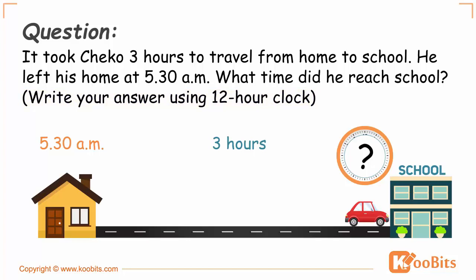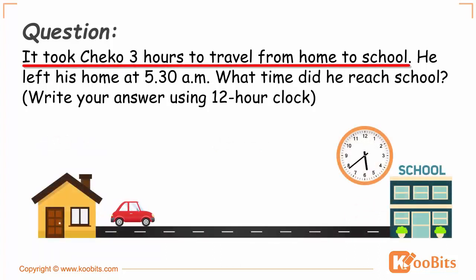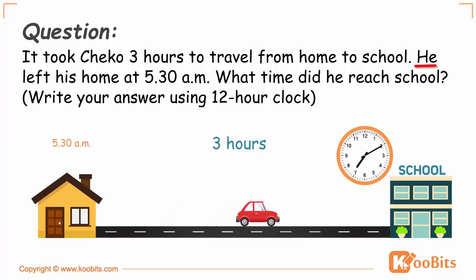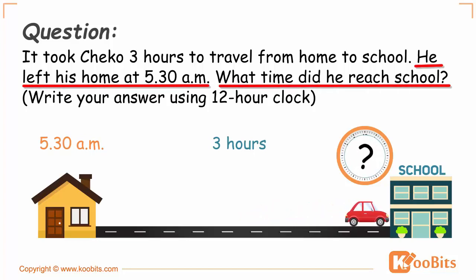Let's break down the question and understand it, shall we? It took Chico 3 hours to travel from home to school. We know that the duration of the journey from home to school is 3 hours. He left his home at 5:30 a.m. What time did he reach school? Write your answer using 12-hour clock.